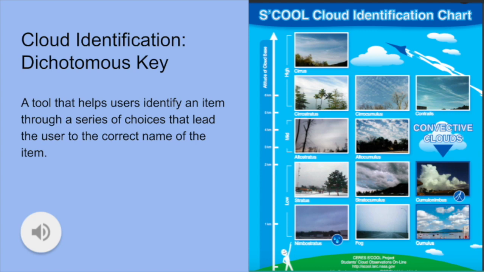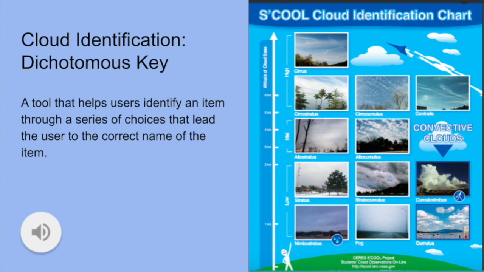Before we get into the different cloud types, let's talk about a special tool that we can use to help us identify the different clouds. Scientists in many fields like to use a special tool called a dichotomous key. A dichotomous key is a tool that allows the user to determine the identity of items in the natural world, such as trees, wildflowers, mammals, reptiles, rocks, and fish. Keys consist of a series of choices that lead the user to the correct name of the given item. Dichotomous means divided into two parts.